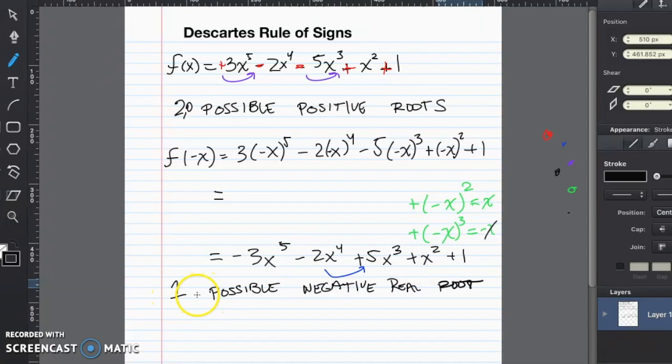So if we're using the rational root theorem, looking for possible x-intercepts, this is a good place to start. For positive real roots I might have 2, I might have 0, but for negative real roots, I know I have one of them. So I can look there to see if it cuts my possibilities in half. So that's good for us.